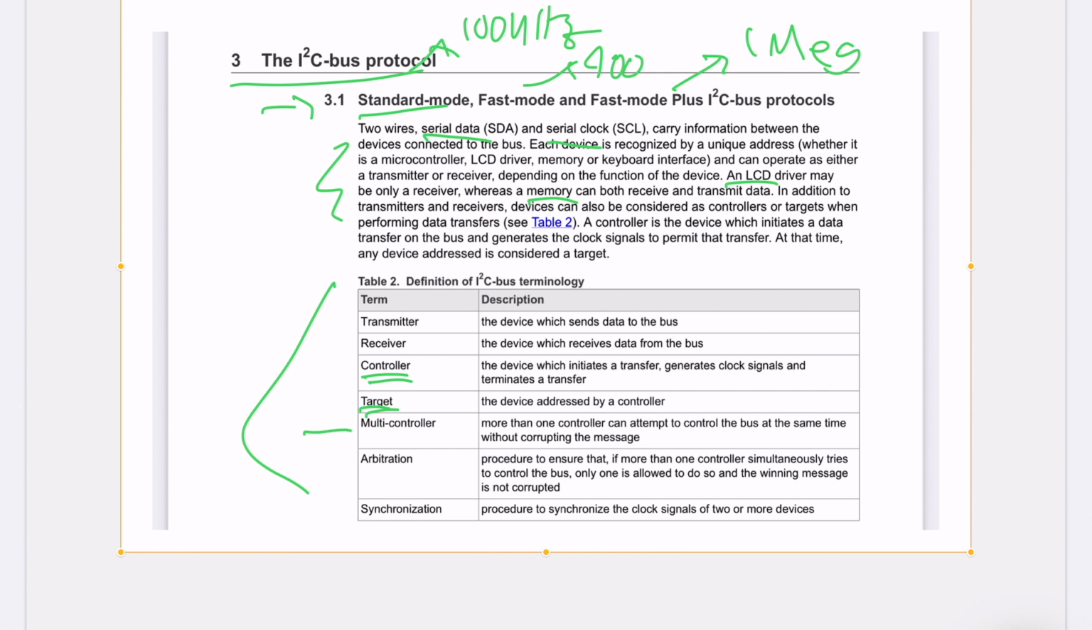As we know in the I2C standard, there is multi-controller or multi-master functionality that's available. Arbitration is a procedure that, when there are 2 masters on the bus and both of them are trying to get control of it at the same time, decides who wins. And of course there's synchronization, which is a procedure to synchronize the clock signals of 2 or more devices.